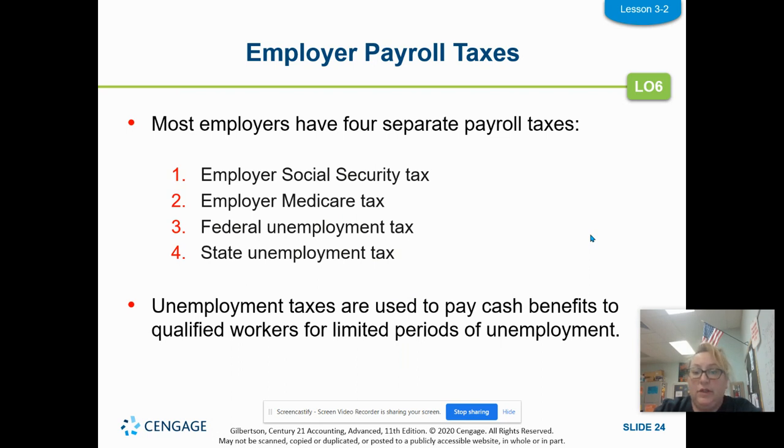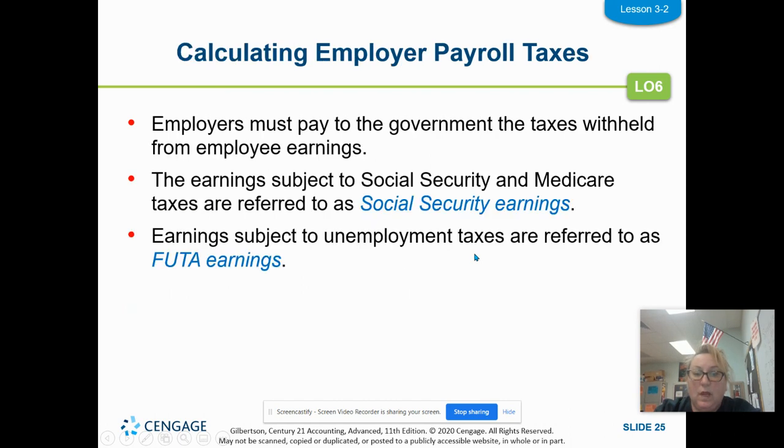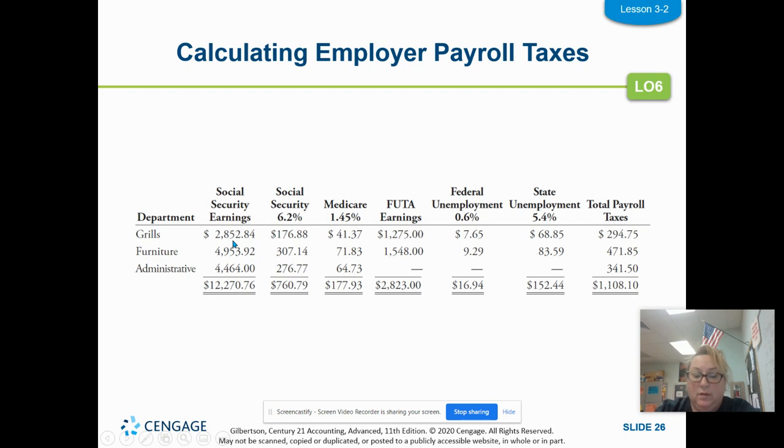So that was the employee portion. The employer portion has to match. The employer has to match Social Security and Medicare. That's their job. And then they have to pay unemployment tax for federal and state. Just as a reminder, those are called FUTA, federal unemployment tax. Here's how we calculate those, and all these numbers are based on total earnings. Our Social Security earnings, and then that's the 6.2%, and the 1.45%. Our FUTA earnings, notice, are a little bit different.